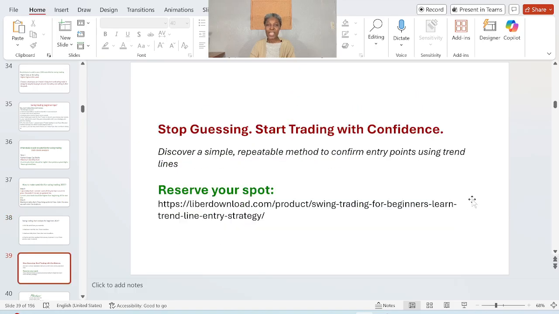And swing trading is one way to make money. You just start small and grow your account from there.